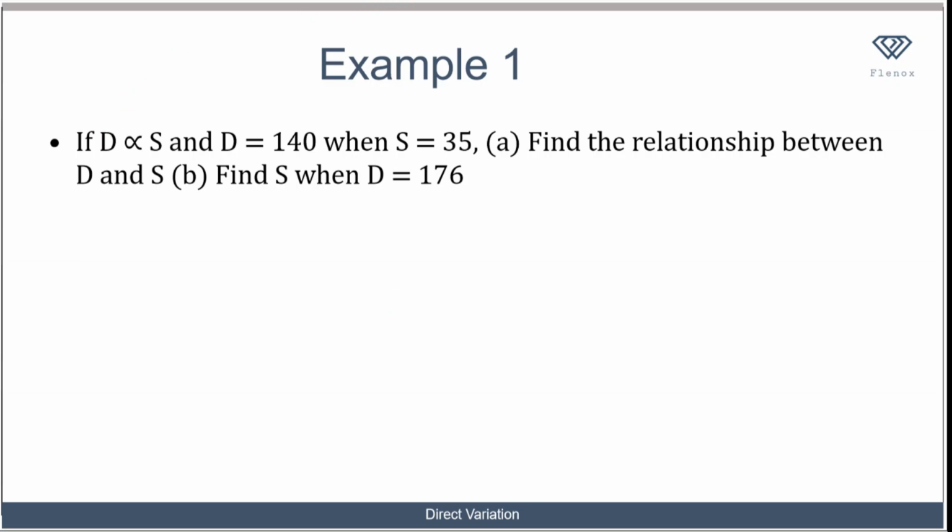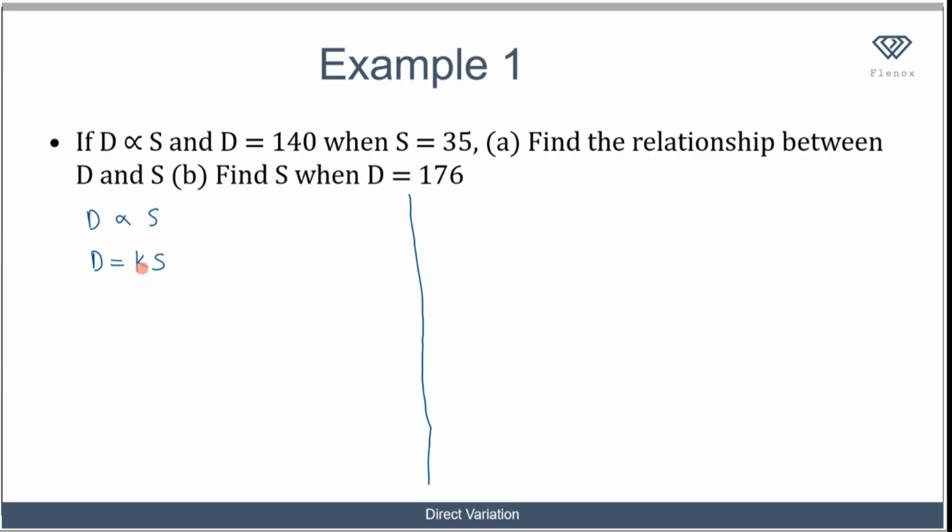So here we are told that D is directly proportional to S. So we have D being directly proportional to S. To remove this proportionality sign, what do we do? We change it to an equals sign and we add a constant of proportionality. So what do we have to do now? As I've explained, we need to find the constant of proportionality. And how do we do that?